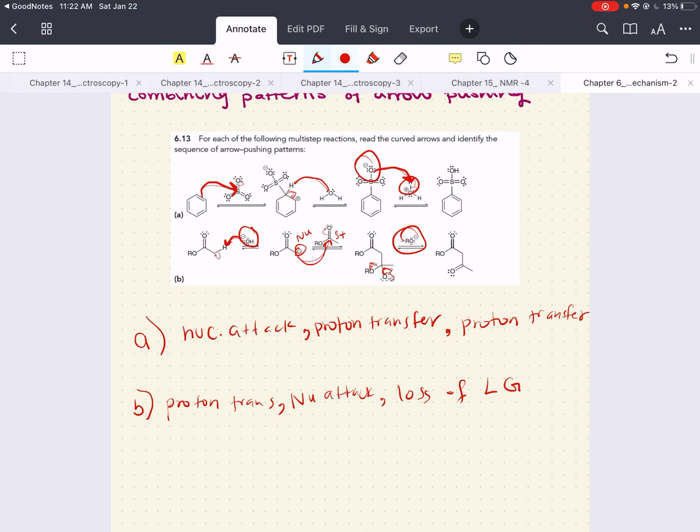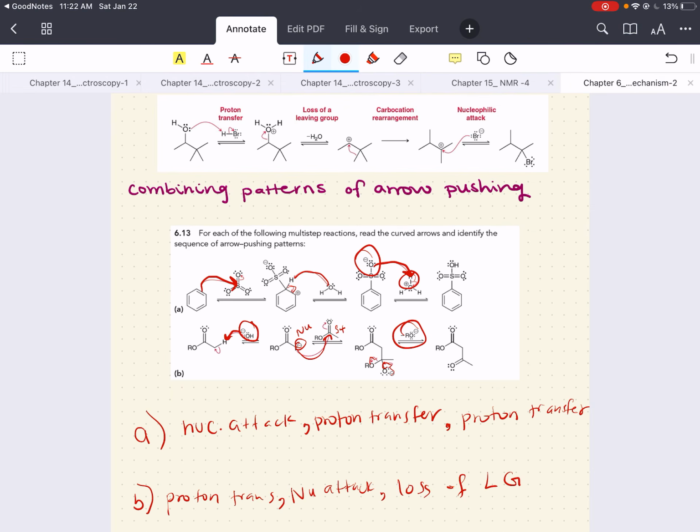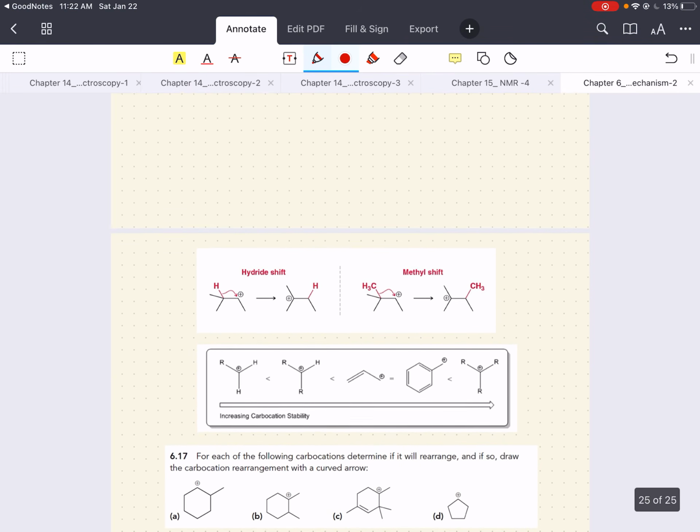Look at what's happening per each step and identify, well, is a hydrogen being stolen, which is a proton transfer? Are we losing a group, right? And this is like minus group, that's a loss of a leaving group. Are hydrogens and methyl groups moving from one carbocation position to another? All right, that's carbocation rearrangement. Is a nucleophile simply attacking an electrophilic position to form a bond? That's a nucleophilic attack. All right, awesome.